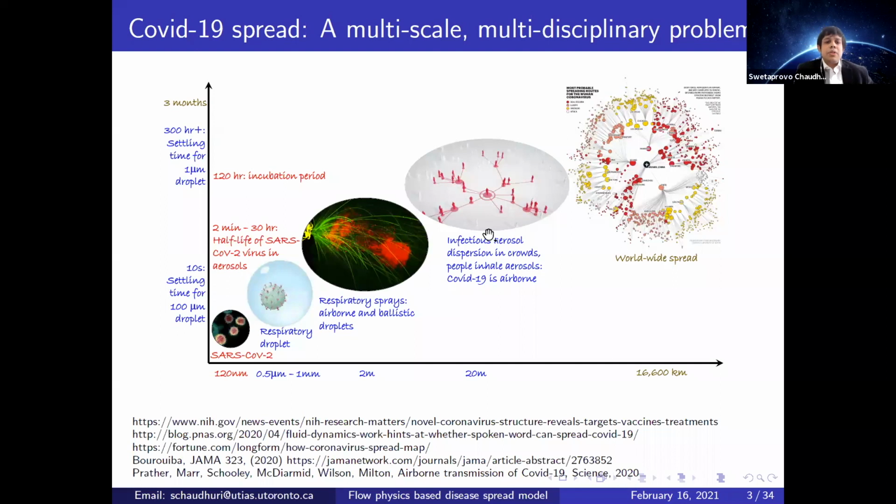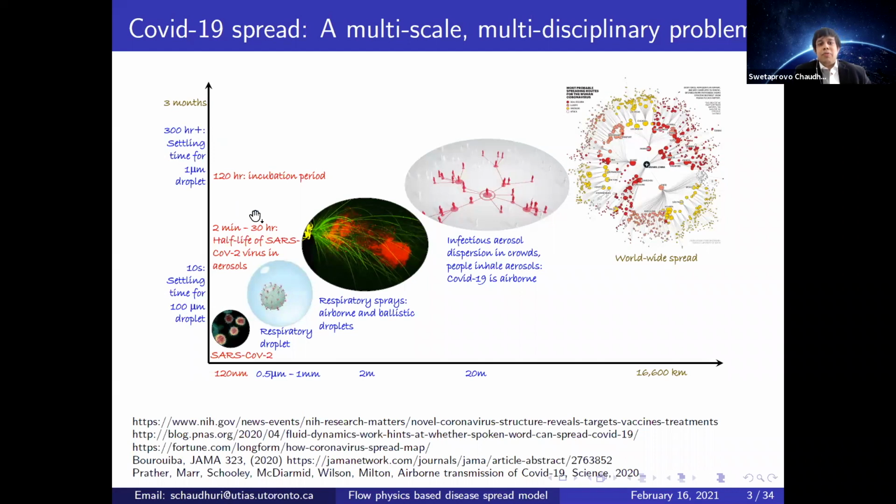Now, before I go into this, what settles the fact that COVID-19 is an airborne disease? If you look into the time scales, the settling time for a 100 micron droplet is about 10 seconds. The settling time actually increases because the droplet evaporates continuously. It loses water and forms a droplet residue, which we call a droplet nuclei. I'll come to that. But the settling time for a 1 micron droplet can be of the order of 300 hours plus.